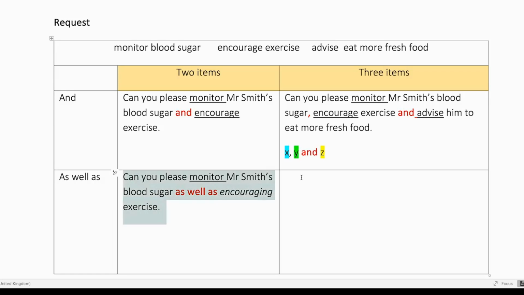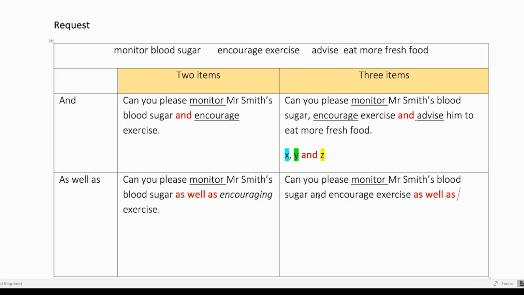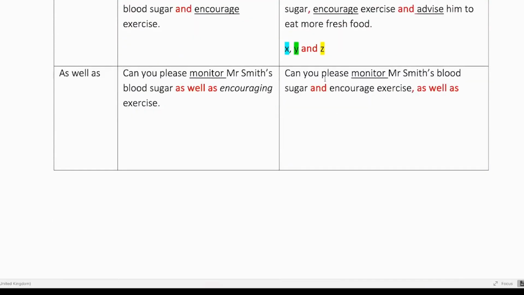So, let's take it across here. Can you please monitor Mr. Smith's blood sugar and encourage exercise? Now, as well as something. Now, we've got our structure right, okay? We've decided to get our structure like this. We've learned our lesson from before, and we know that it's an X plus X and Y. Sorry, I'll take the copy from up here as well. It's easier, isn't it? Okay, we know that it's this.